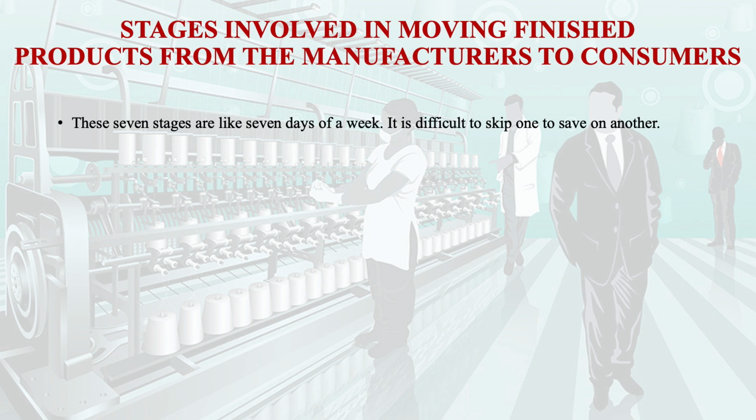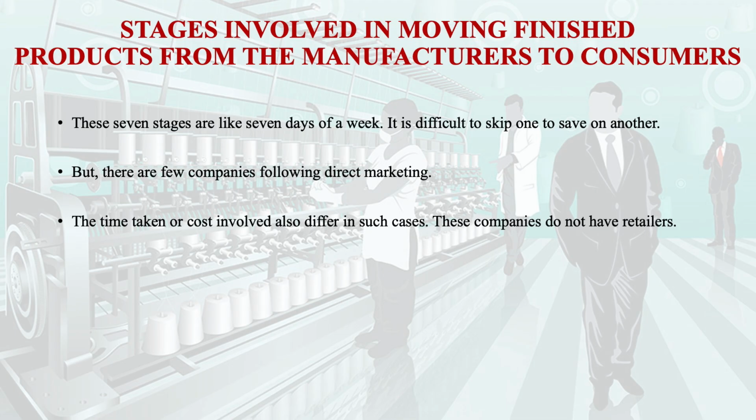All these 7 stages are like the 7 days of a week. It is difficult to skip one to save another. But there are a few companies following direct marketing. Therefore, the time taken and the cost involved also differ in such cases. These companies do not have retailers. They take the order and then deliver directly to the customer, avoiding the retailer.